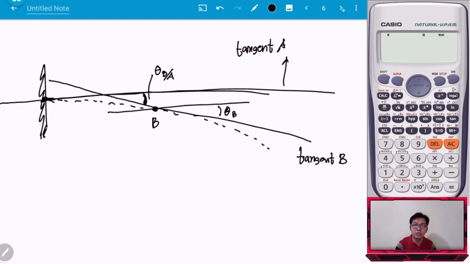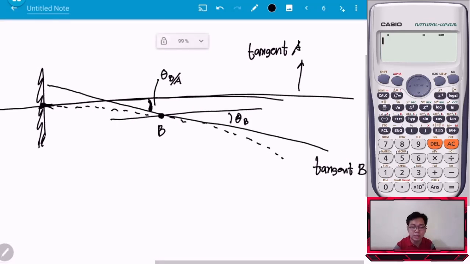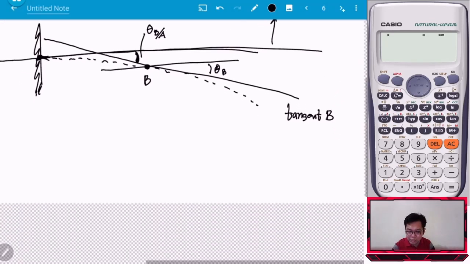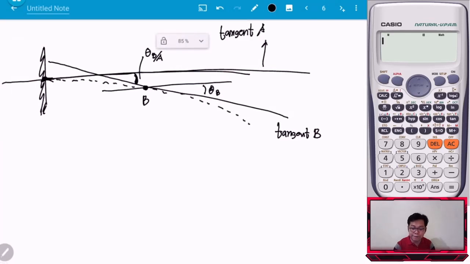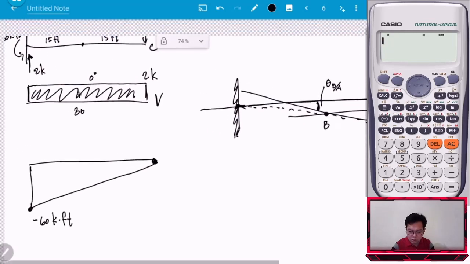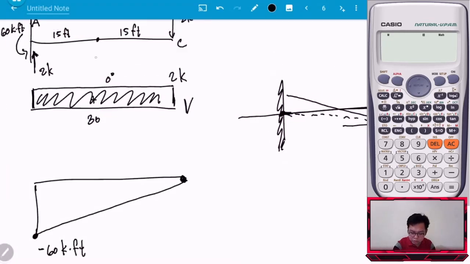Now, I hope naintindihan ninyo. Okay na, yung change of slope between B and A is just equal to the slope sa B from our figure. So, to do that, kailangan ko lang guys yung area from B to A. Balik tayo dito sa figure ko. Ito yung B, ito yung A. Kailangan ko lang to guys, ito. I just need to solve for that area. Pag na-solve ko yan, then I can actually solve for the slope.